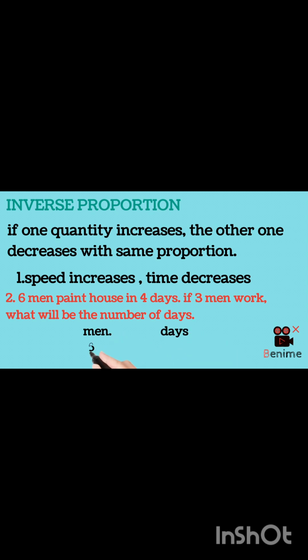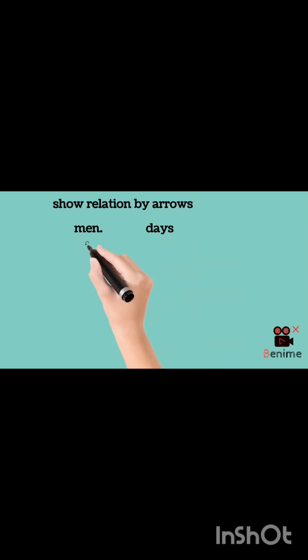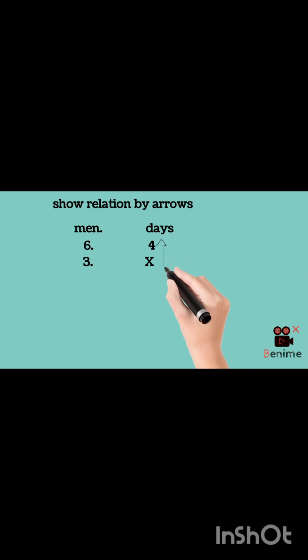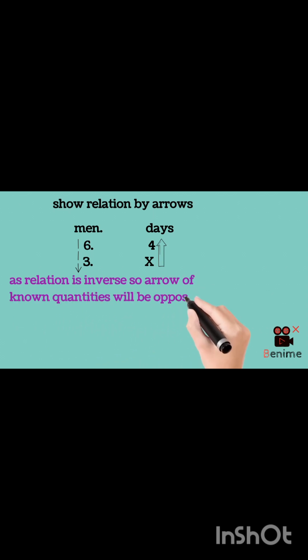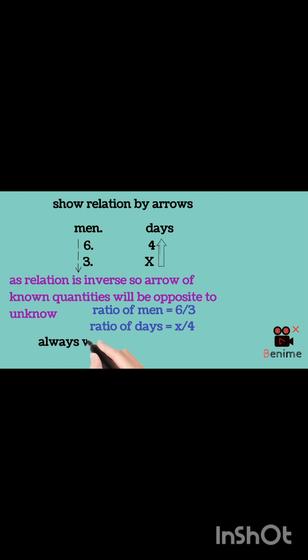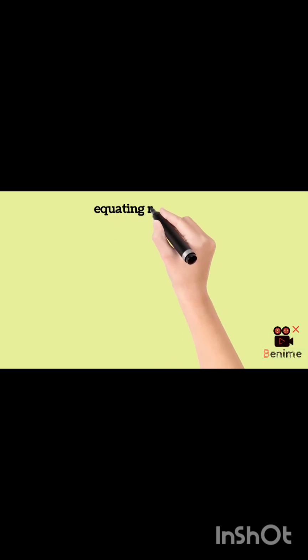Let's solve with an example, in which 6 men complete a painting in 4 days. Then how many days will 3 men take? Again, doing the same steps as we did in direct proportion, but the difference is only in the direction of the arrow. If quantities are inversely related, then we will put the arrow opposite in direction to x. Write ratios of quantities and then compare ratios to get value of x.